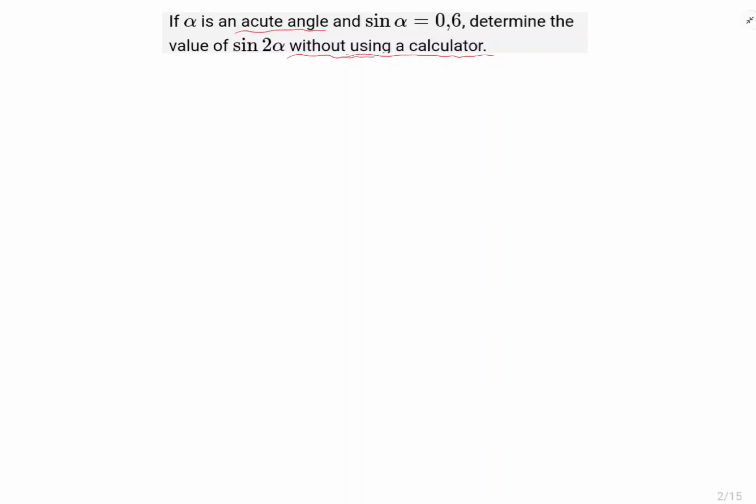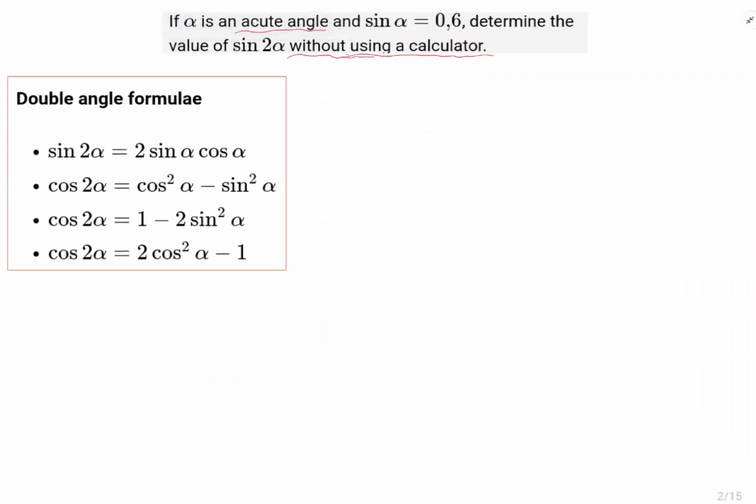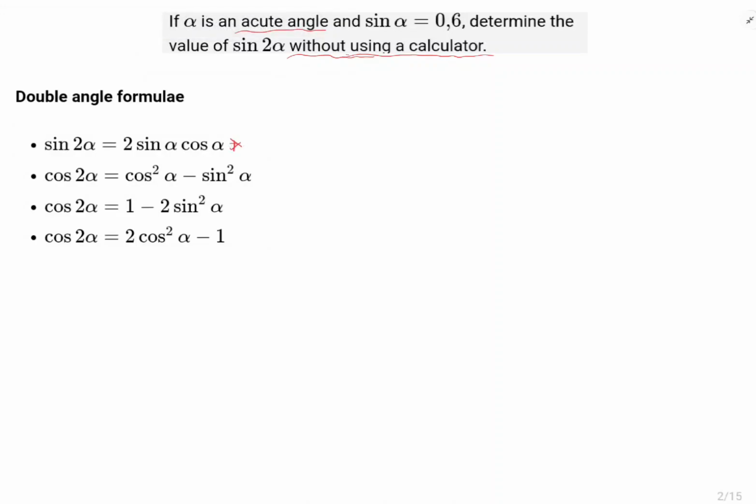Right? So we know that this form sine 2A, it's a double angle formula. It relates to this one over here. So we're going to use this to expand out. So sine 2A is equal to 2 sine A cos A, right? So we want to solve this without using a calculator. So it's going to be 2 times sine A, but we don't have cos A.